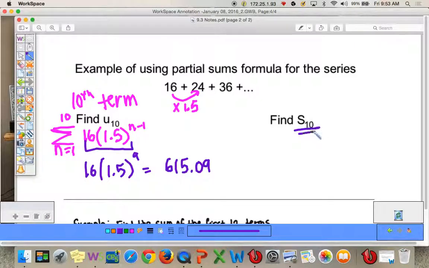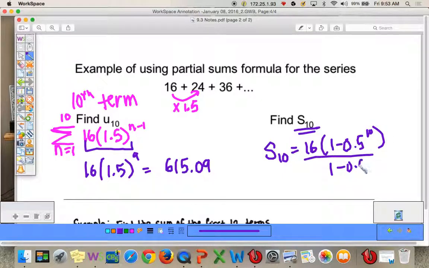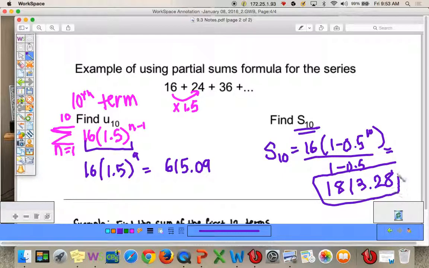This says find the sum of the first 10 terms. It's a partial geometric sequence, so we say the sum of the first 10 terms is the first term times 1 minus the ratio, which is 1.5, to the 10th power over 1 minus the ratio. And if we do that, the sum of all these terms is going to be 1,813.28.